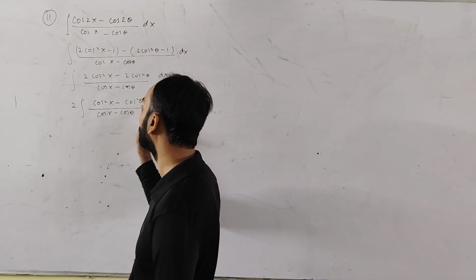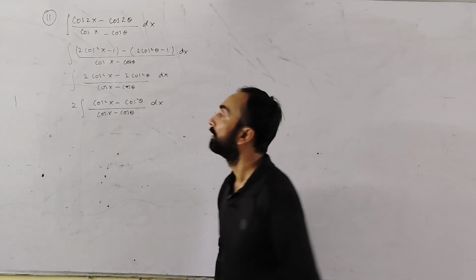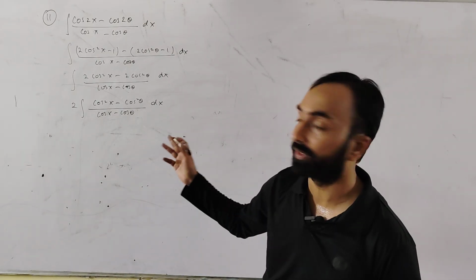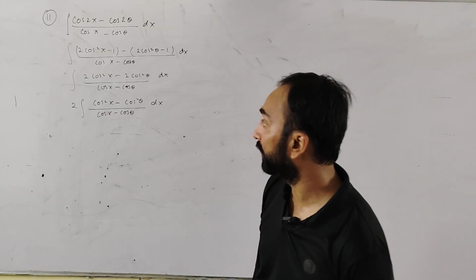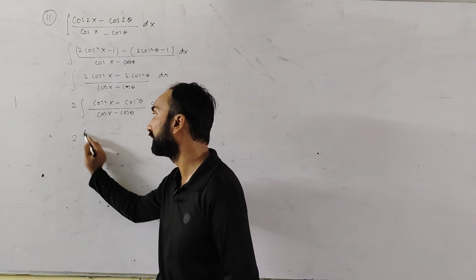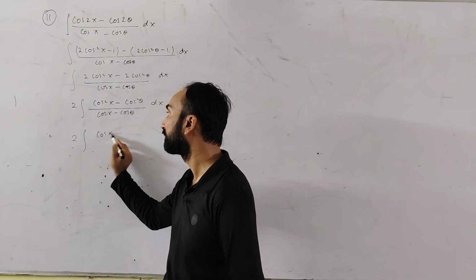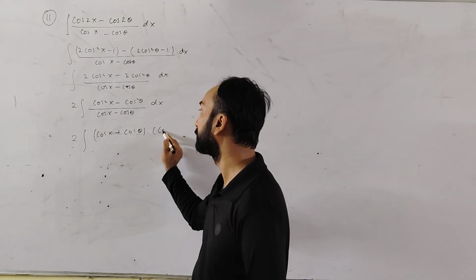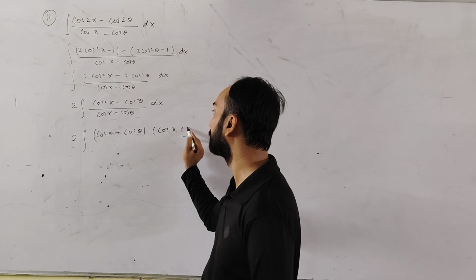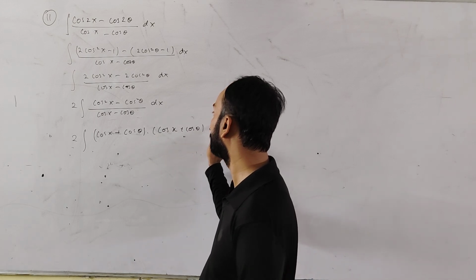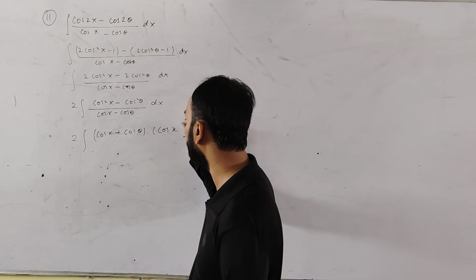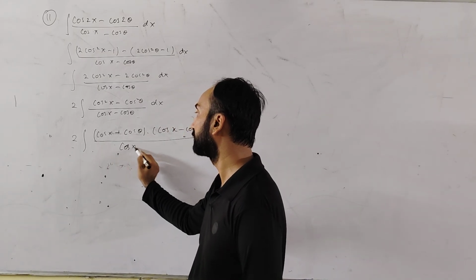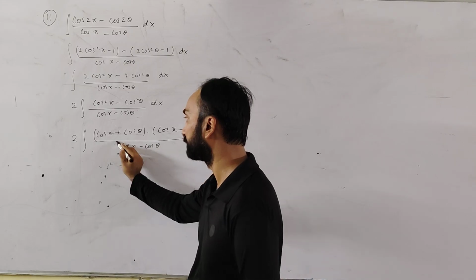and this divided by (cos x minus cos theta) dx. Now just see one thing, that the numerator is becoming the form of a square minus b square, which can be simply written as (a plus b) into (a minus b). This can simply be written as a plus b and a minus b, correct? And this will be cos x minus cos theta.